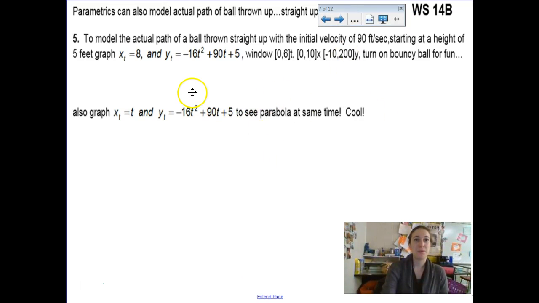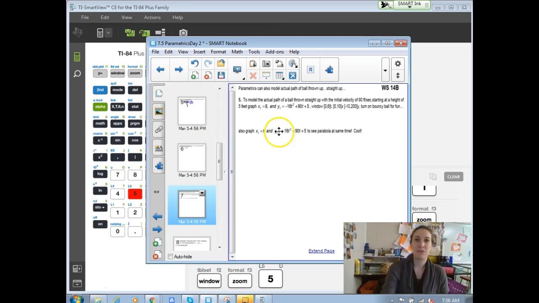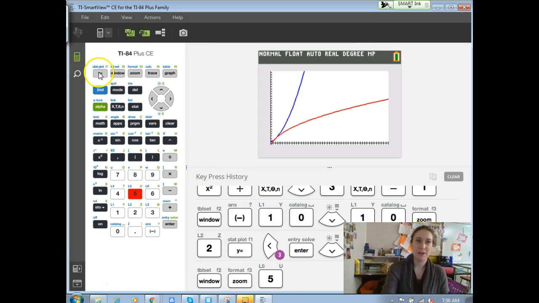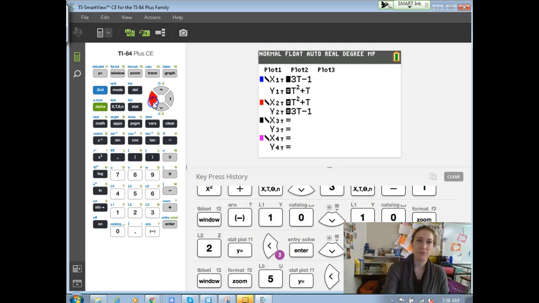Now, this one in particular, they want us to graph and represent the situation of a ball being thrown with an initial velocity of 90 feet per second from a height of 5 feet. They've already given you the parameters and they already told you what to set up for the window. The only thing that's kind of unique and new is they want you to plot 2 parametrics at the same time, but then they will also want you to play around with the option for what the graph looks like, and we saw that on the previous question.